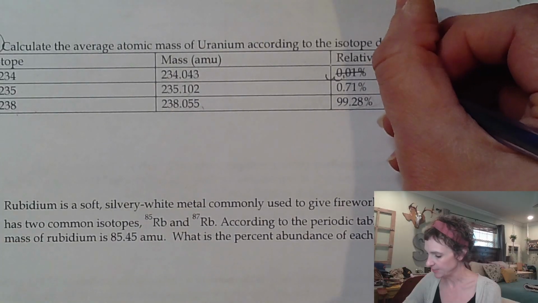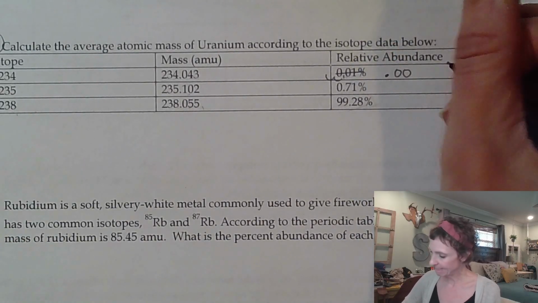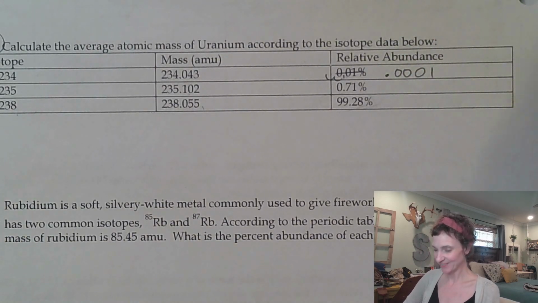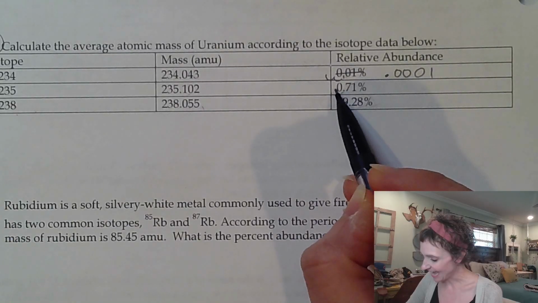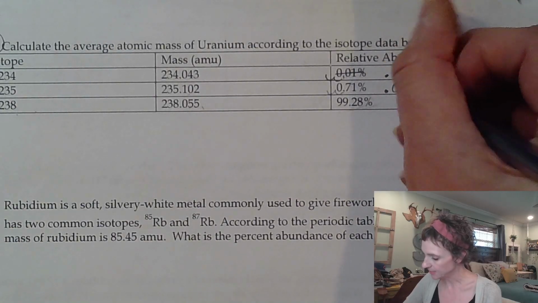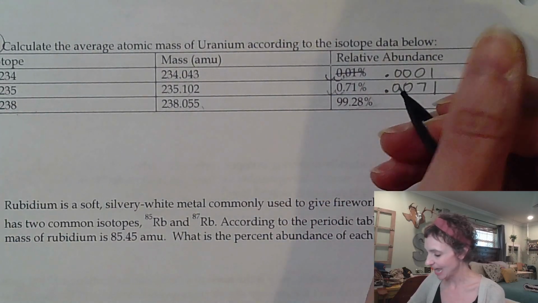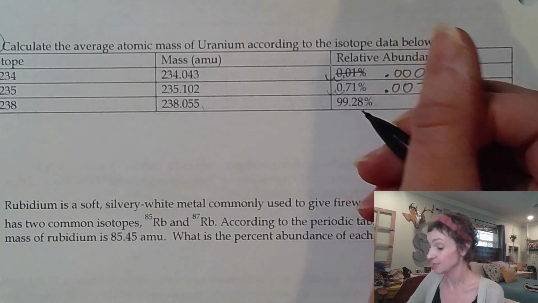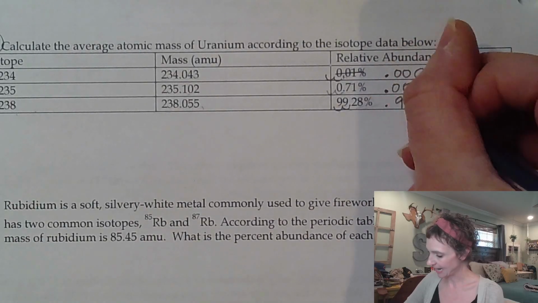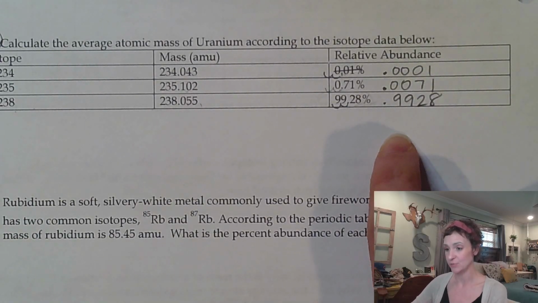So what this is going to be is 0.00, right? And then 0.1, right? And then this guy right here, I have 2 places that way, which is going to put me at 0.0071. And then finally, this guy right here, I move my decimal place 2 places, and then I go 0.9928. So these decimal values are what I'm going to be multiplying each one of my masses by.